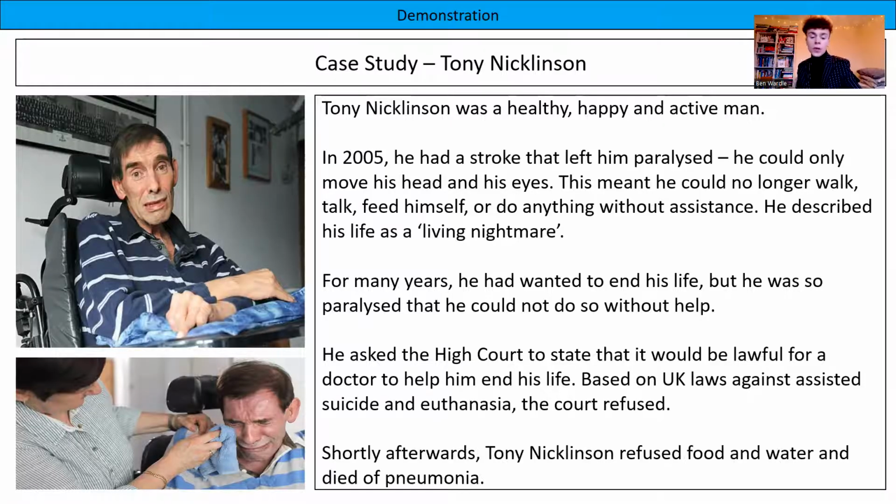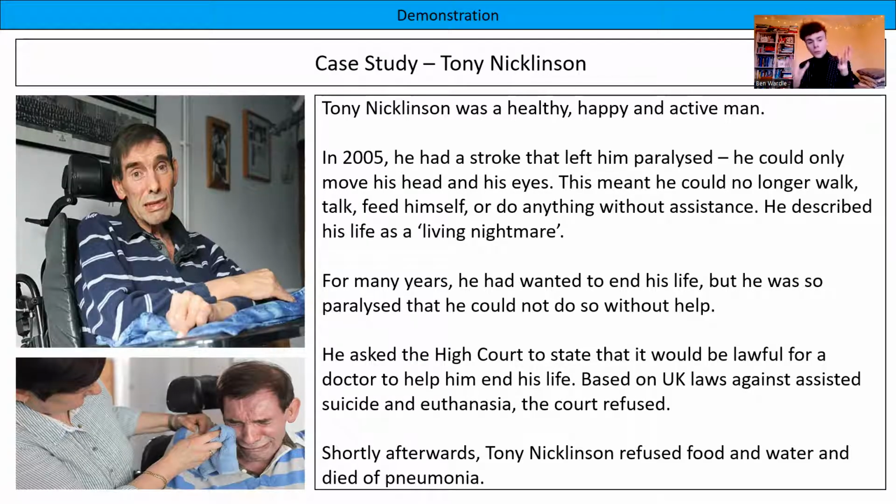Now, as a result of that, Tony Nicholson refused food and water, and he then died of pneumonia, which of course would have been very painful for his family to see, and probably painful for him to go through as well. That's how he spent his final days, when he had requested euthanasia.